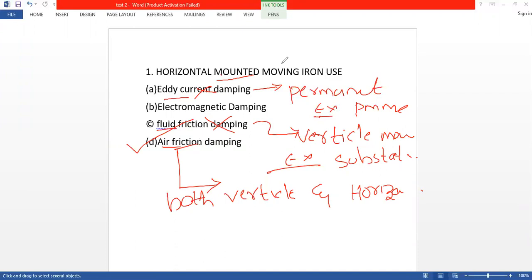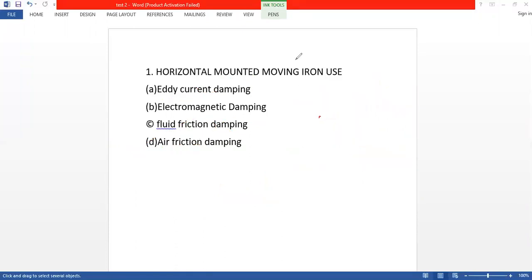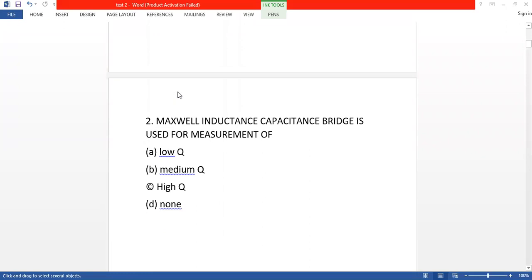Now let us move to question number 2. Maxwell inductance capacitance bridge is used for measurement of which type of quality factor? Middle, low, high, none of these. You just read the question and try to answer. Let me tell you, there are mainly 4 types of inductance measurement bridges. Maxwell, you just write down in your notes, this is important. Then Hayes bridge.